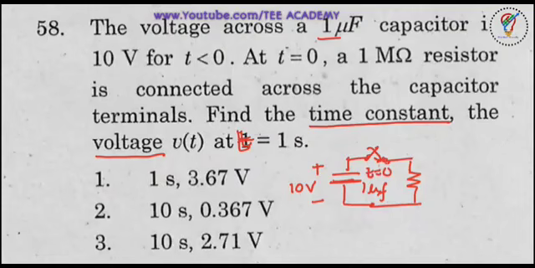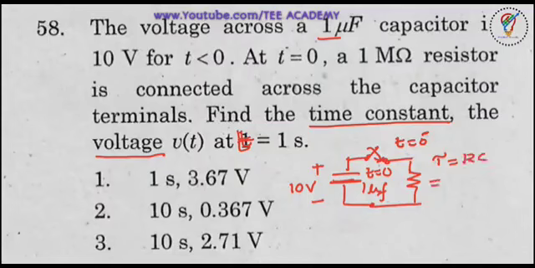Okay. So at t equal to 0 minus, it is in open state. At t equal to just 0 plus, it is in closed state. Now first we will find the time constant. So the time constant tau for an RC network is R into C.